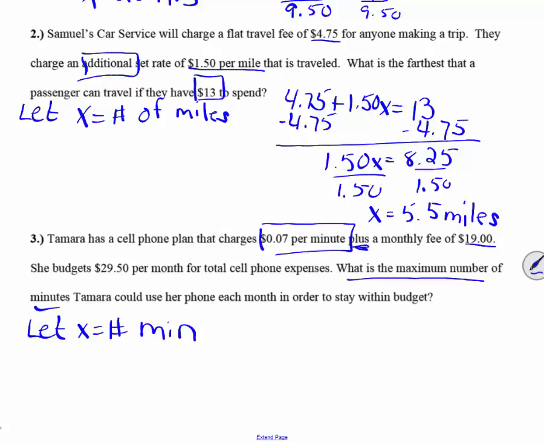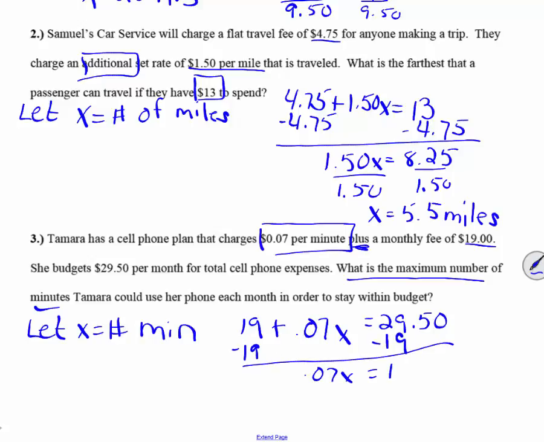Okay, what's happening? Well, she has a total of $29.50 to spend. What is she spending it on? A fee of $19 plus 0.07 times the number of minutes. Subtract 19. 0.07x equals 10.50. Divide by 0.07. When I'm dividing by a decimal, my answer should get bigger. So if that happens to you, don't think that you made a mistake. So I'm getting 150 minutes, which for some of you is not a lot.